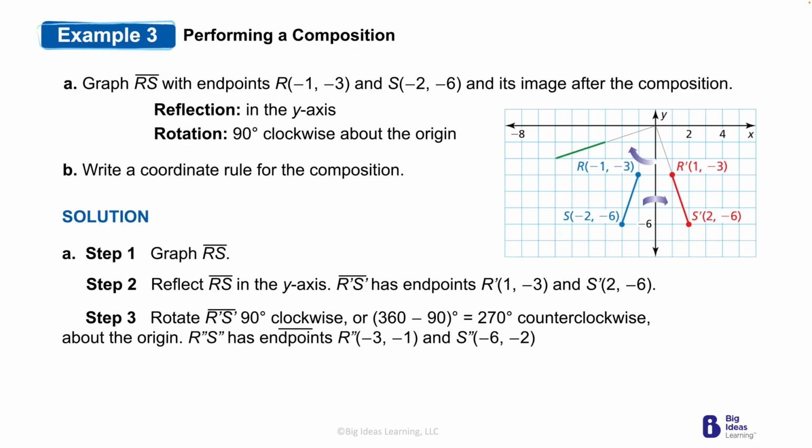So that's a 90 degrees clockwise. You saw the green line there moving. So that is 360 minus 90, is 270 counterclockwise. So use that rule, which we just did. So it's A comma B becomes B comma negative A. So if R prime is 1, negative 3, now R double prime is negative 3, negative 1. And if S prime is 2, negative 6, S double prime is negative 6, negative 2. Like that.